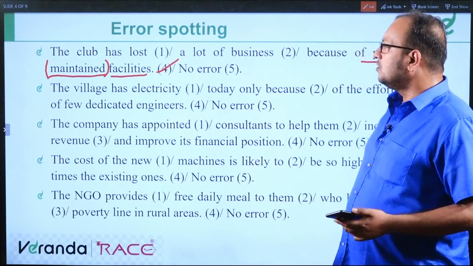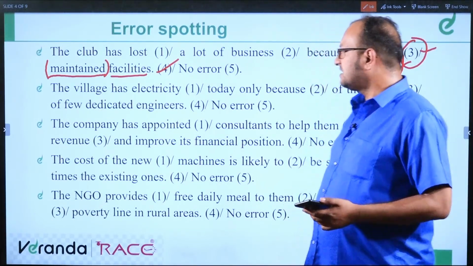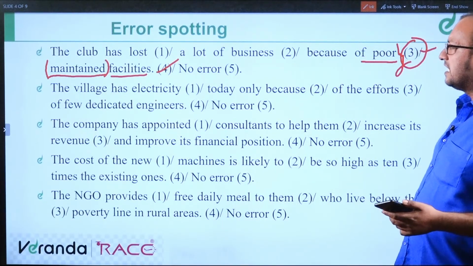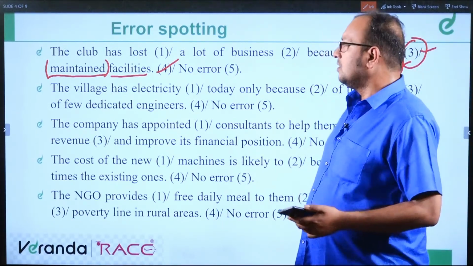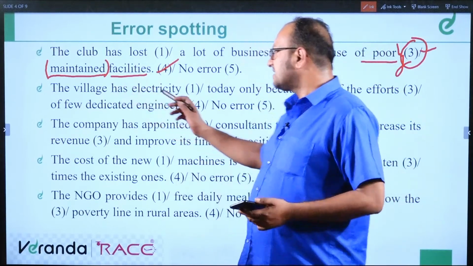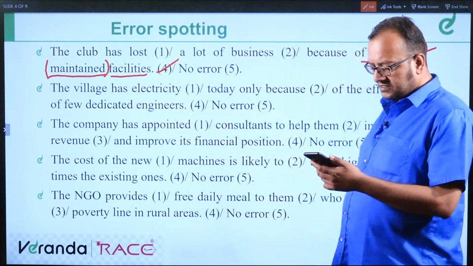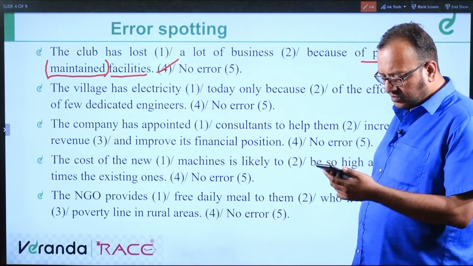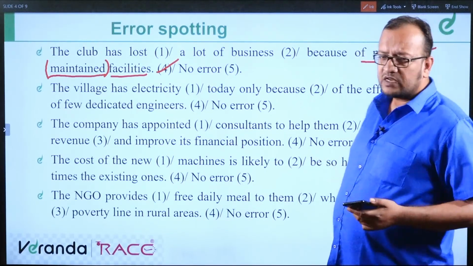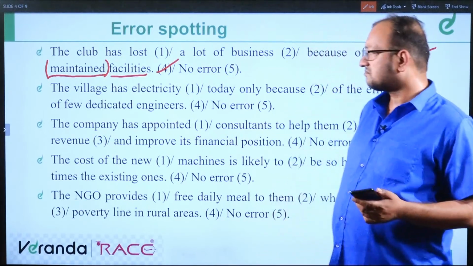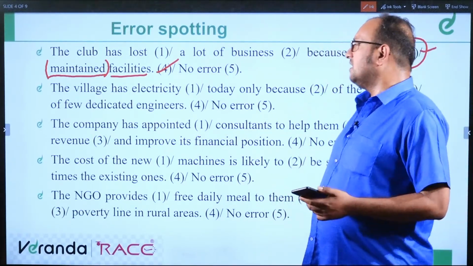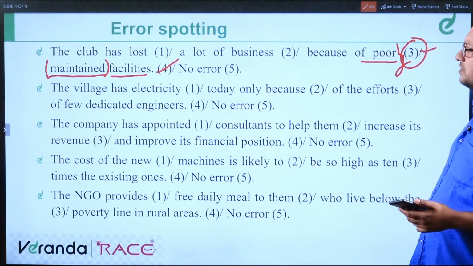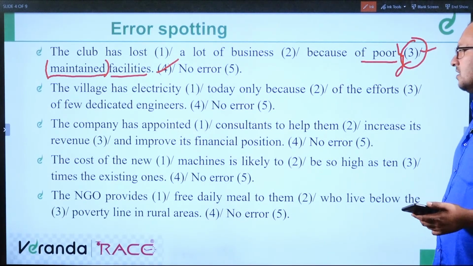Okay. So the village has electricity today only because of the efforts of few dedicated engineers. Okay. The village has electricity today. So you all are not answering. I'm shocked because you are online. Am I doing it very fast? I'm not sure. Well, the village has electricity today only because of the efforts of few dedicated engineers.